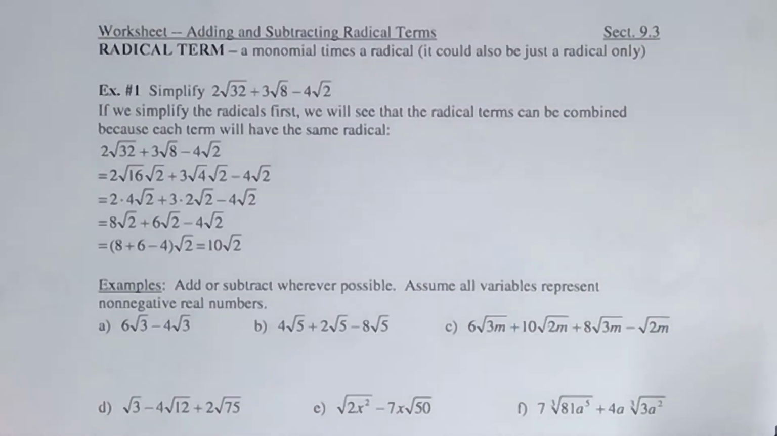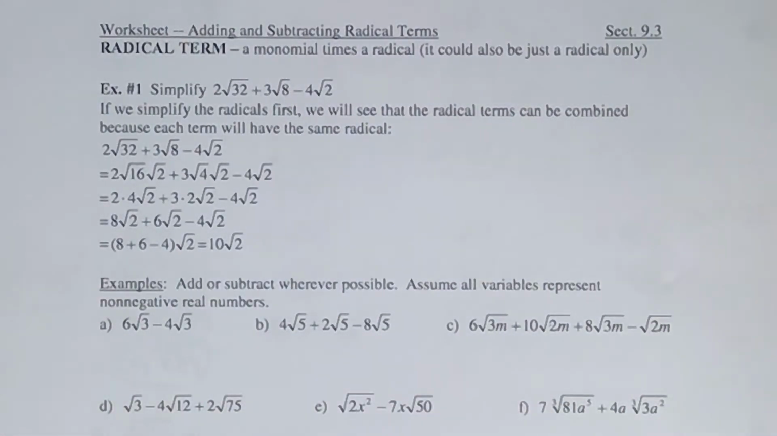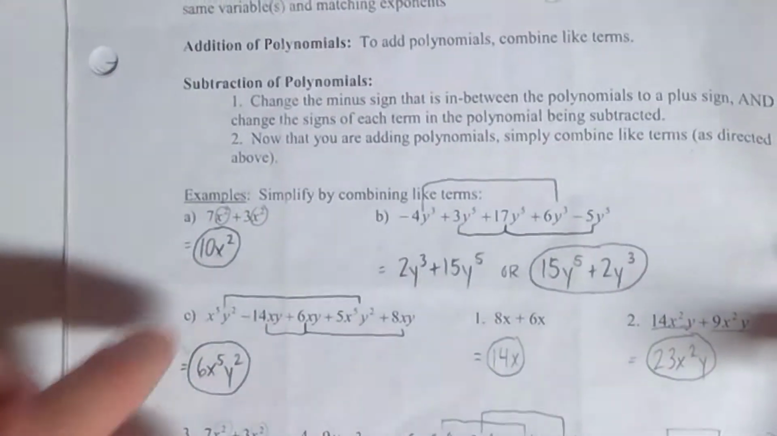Okay, and it's actually very similar to what we did at the very beginning of the semester, where we learned how to add and subtract regular monomial terms. Okay, and we learned that you can't do that unless the variable part of the term is the same. In other words, they have to be like terms. You can't add and subtract terms unless they are like terms.